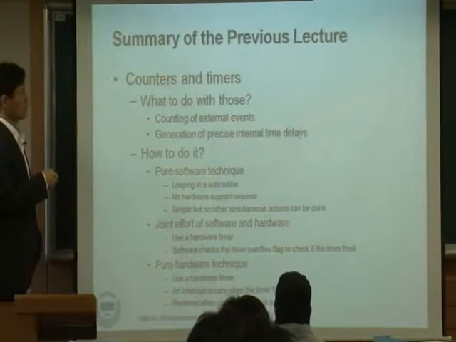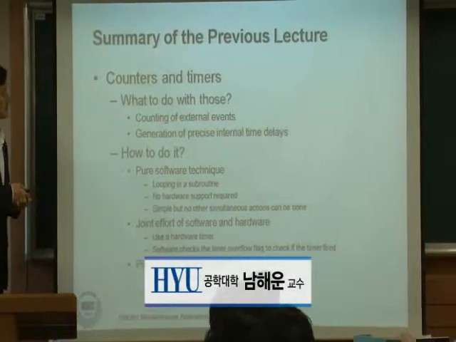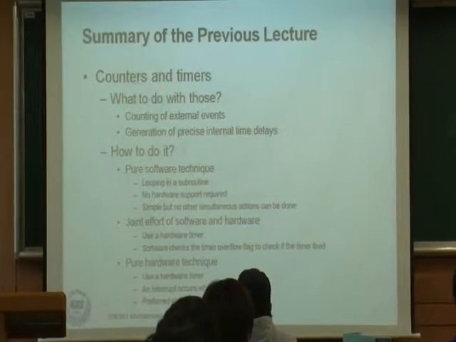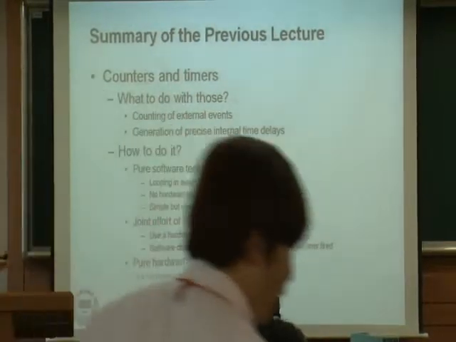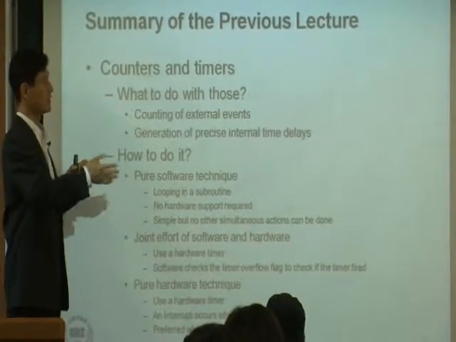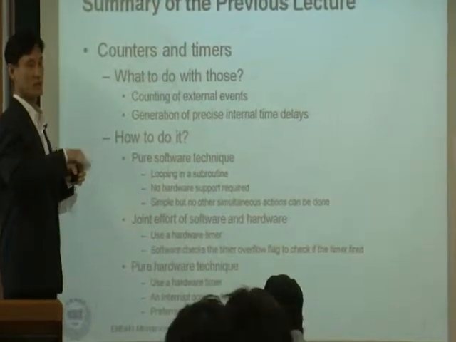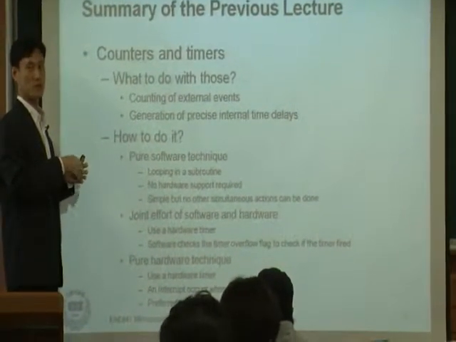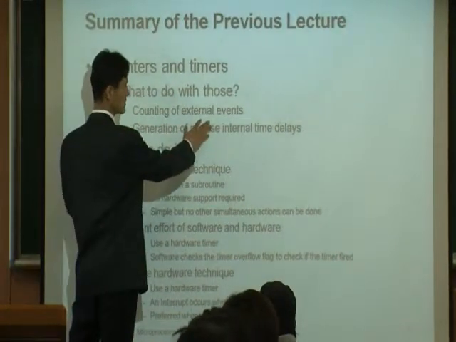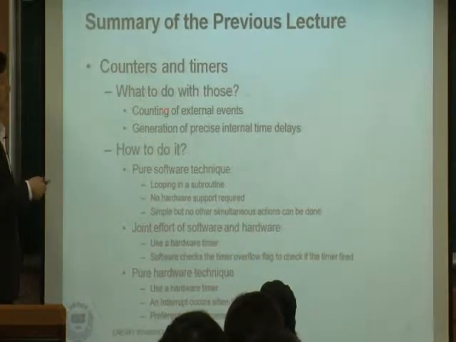Last week we covered the counters and timers, and these are one of the interrupts. What to do with the counter and timer is that sometimes you want to count external events. Let's say you have a keyboard as an external device, and you want to count how many clicks you have with the buttons. In that case, such an external event is coming into the processor, and you want to count it. So we need a counter to do that.